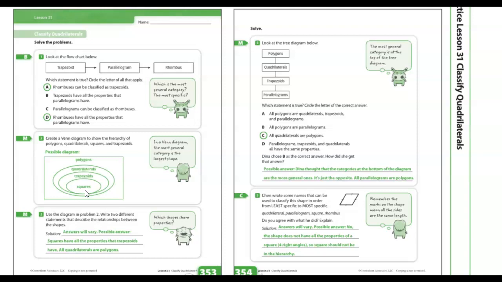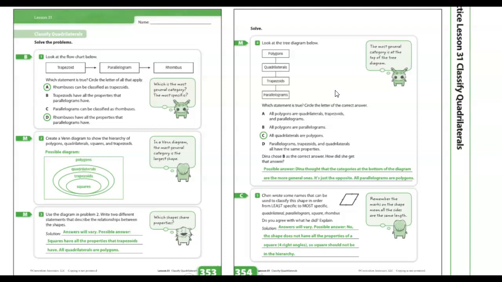On number 4, look at the tree diagram below. Please remember that this up here is more general. As we come down, it gets more specific. If you need to take that note beside this, please do so. It's for your understanding. So it says, which statement is true? Circle the letter of the correct answer.